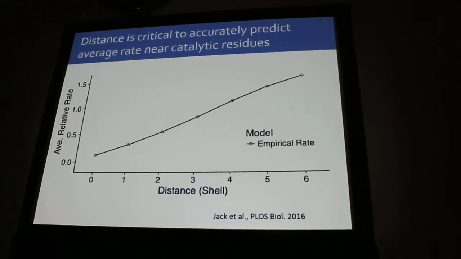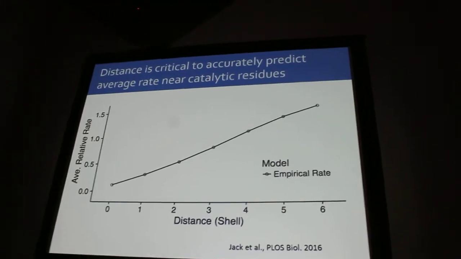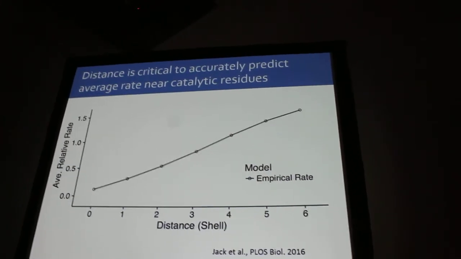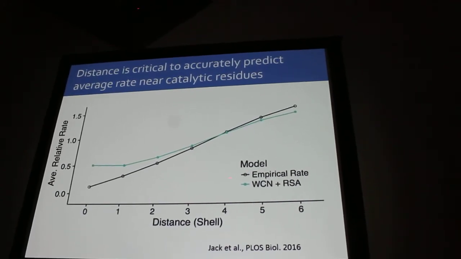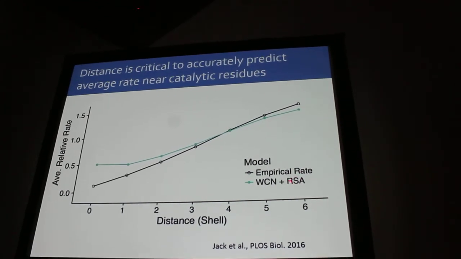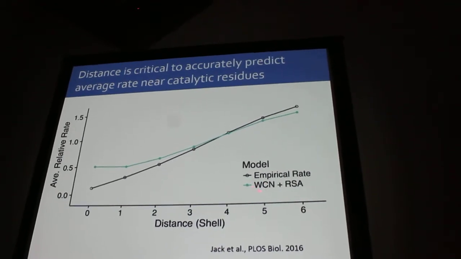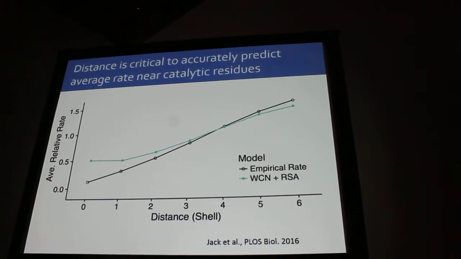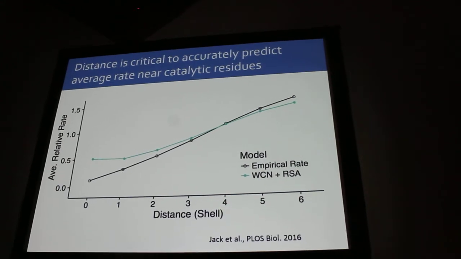Now we can make a regression model where we try to predict this empirical rate, but use only the structural variables, use only whether you're on the surface or in the core. And this looks something like this. So WCN and RSA are 2 measures for how buried a residue is. RSA stands for relative solvent accessibility. Are you on the surface or in the core? WCN, weighted contact number, measures how many amino acids are around a given amino acid, so that also measures whether you're in the core or on the surface.